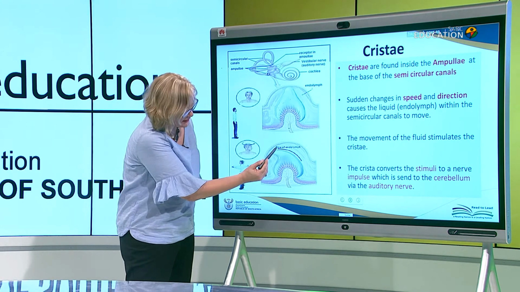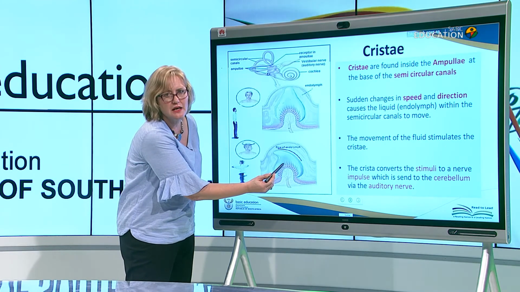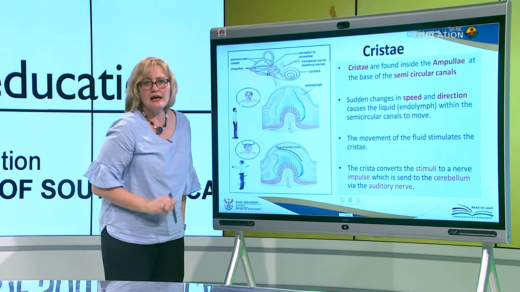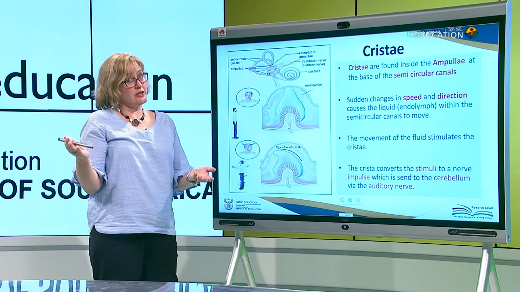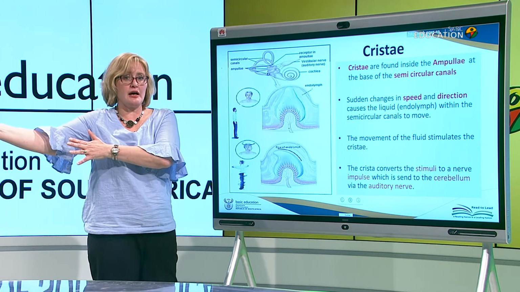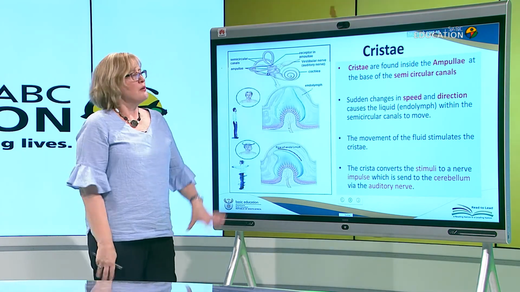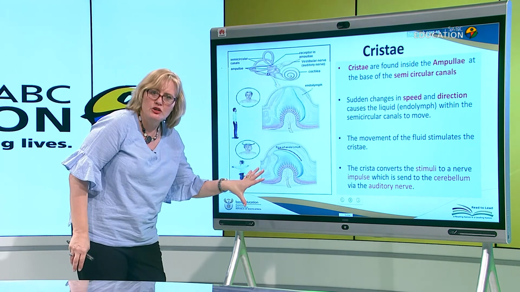You can see it's bending over. And as it's bending over, those hair cells there at the bottom are nerve cells. They are being stimulated. And when they are stimulated, what do they do? They convert it into an impulse. It goes to the auditory nerve, straight to the cerebellum. Right. But like I said, this detail you do not need to know.